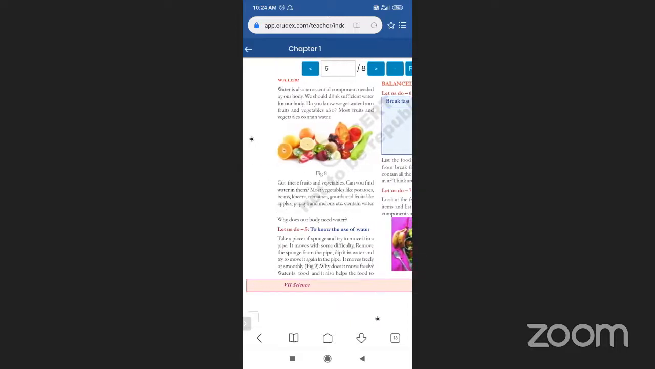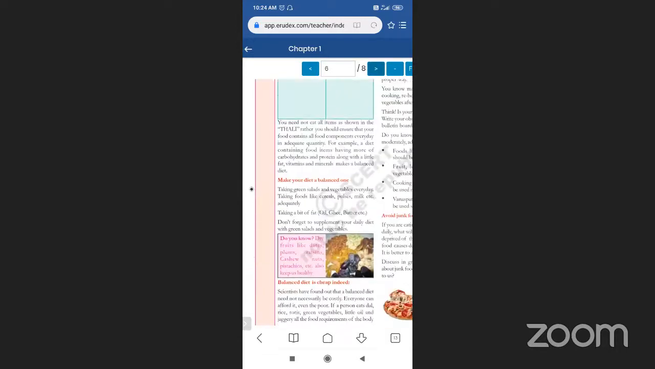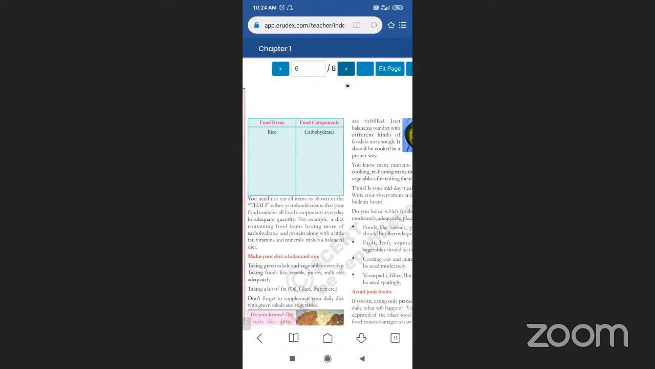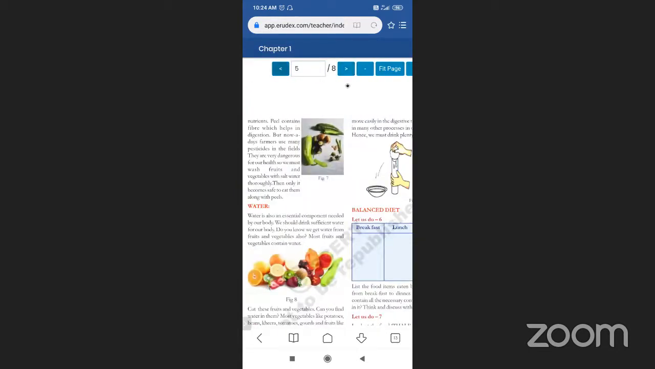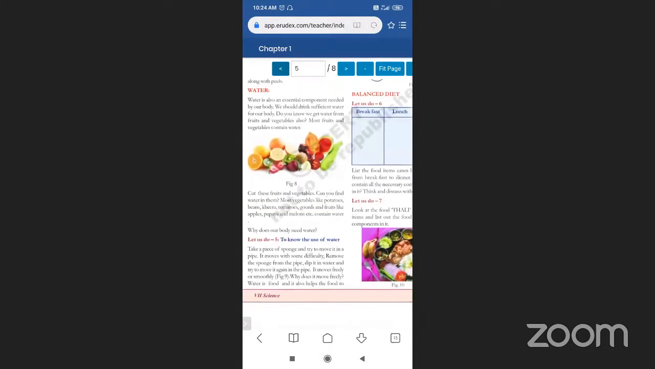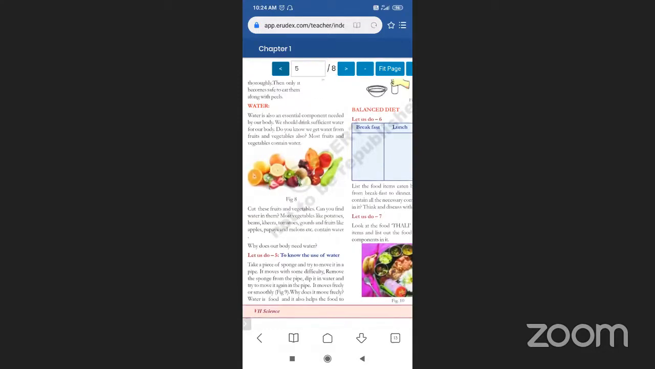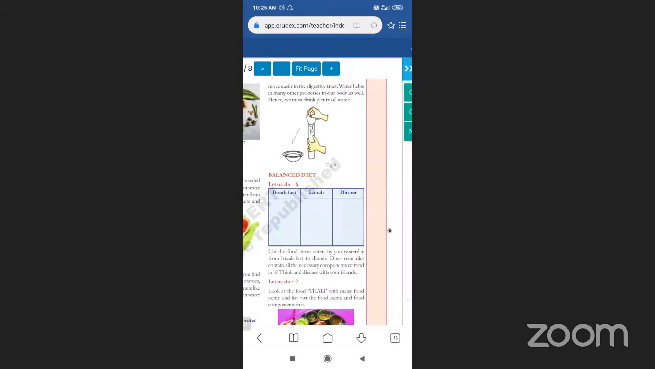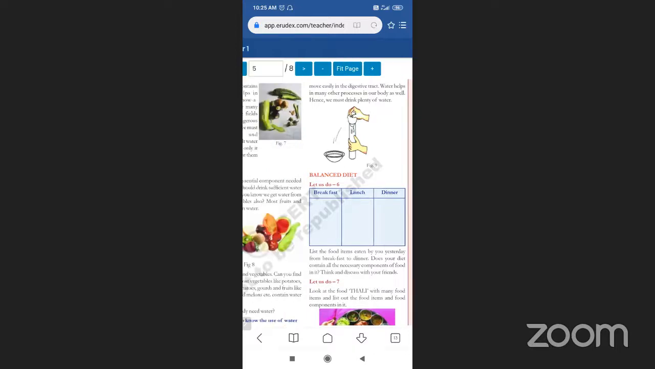Actually, it skipped to the next page. Yes, here, activity 5. Come to figure 9 here. In figure 9, you are observing a bowl of water, a cot.